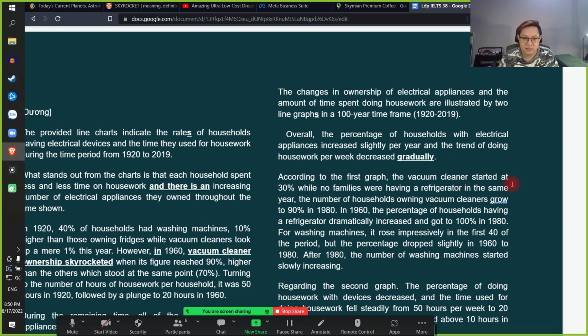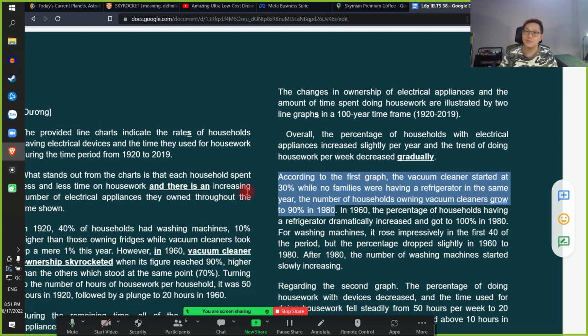The vacuum cleaner started at 3% while no families. Ủa, chỗ này nó không rõ ràng nè. Which same year? In the same year what? Em phải nêu ra cái năm trước khi em nói là cùng một cái năm nào đó. You have to mention the time first before you can say in the same year to make sense. Nó sẽ không có make sense, nghe không có ý nghĩa gì đó. Em phải nêu một cái năm nào đó rồi em mới nói là trong cùng một năm được. Người ta nghe mới hiểu nghĩa, đúng không mọi người?